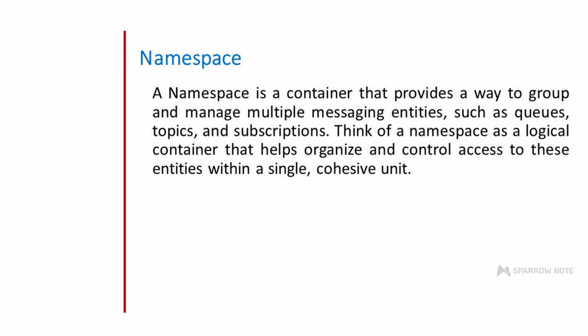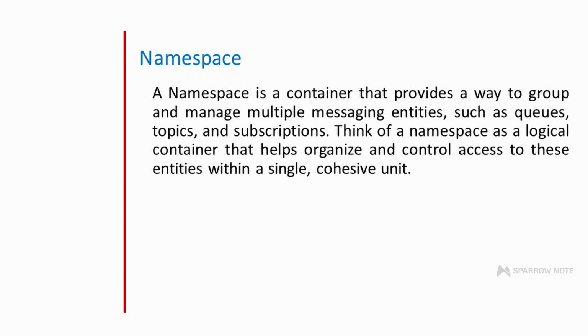entities within that namespace. Namespaces provide isolation, meaning that entities within one namespace cannot directly interact with the entities in other namespaces. This is useful for multi-tenant applications where different customers or environments require a separate namespace. Scalability and availability. A namespace can scale to handle a large volume of messages, and Azure ensures high availability and redundancy for messaging entities within the namespace.